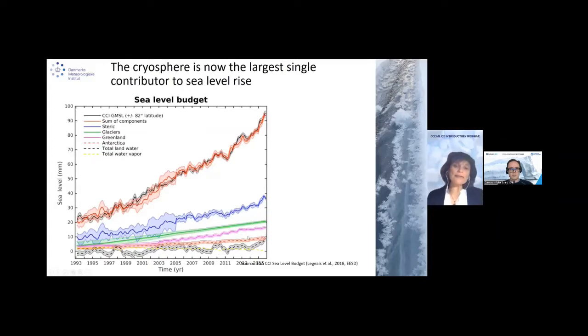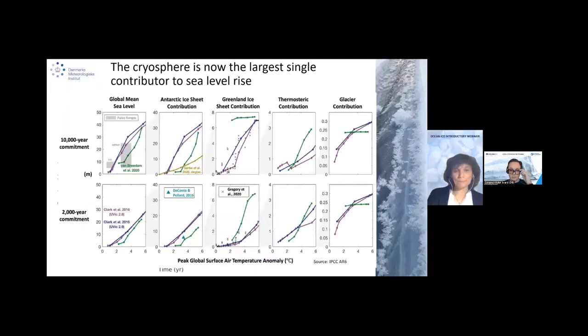And if you add up all the small glaciers in the world, they're actually giving the biggest contribution overall, if you add them all together. But Antarctica, which is just starting to show ice loss and contribution to sea level rise, has the biggest potential of all these ice sheets and glaciers in the world for sea level rise.